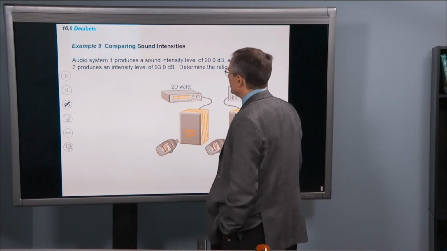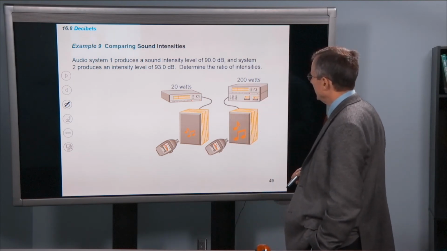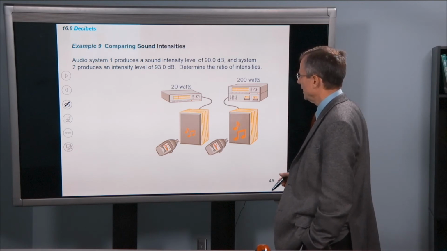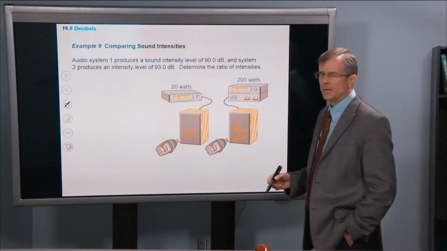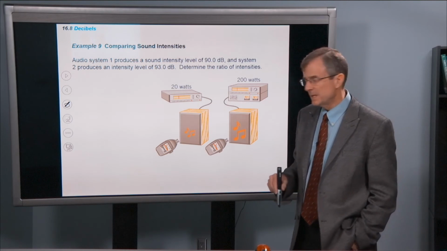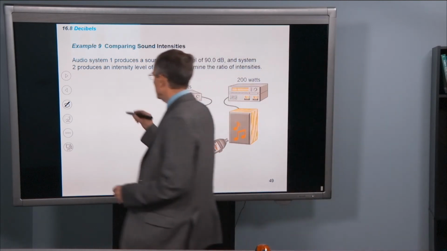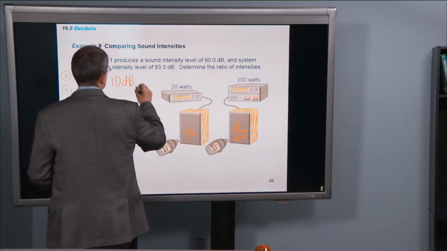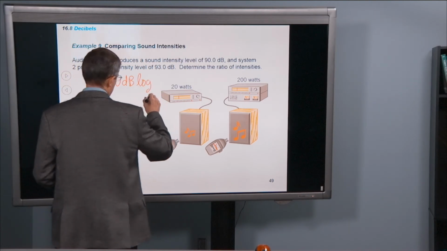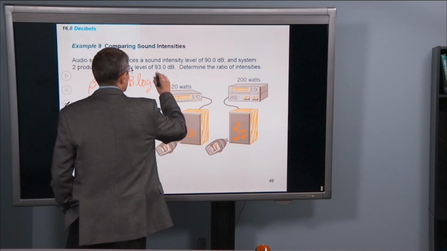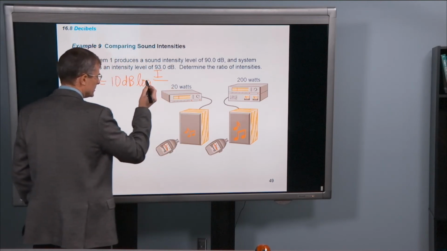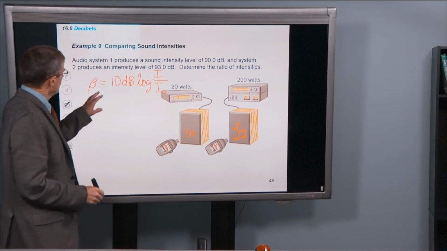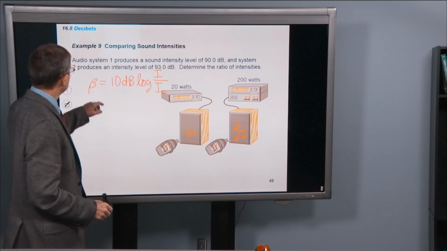Audio System 1 produces a sound intensity level of 90 decibels, and this will help you on some of the homework problems. System 2 produces an intensity level of 93 decibels, and we're interested in determining the ratio of the intensities. We're going to have to do some math on this one. So beta is 10 decibels times the log, base 10, of I, the intensity that we're interested in, divided by the reference intensity.